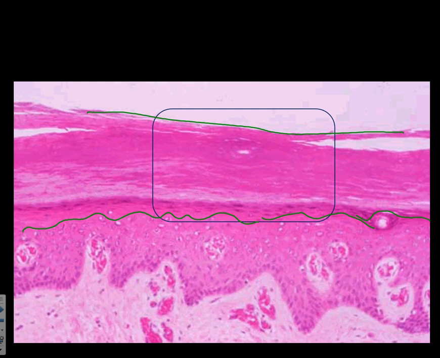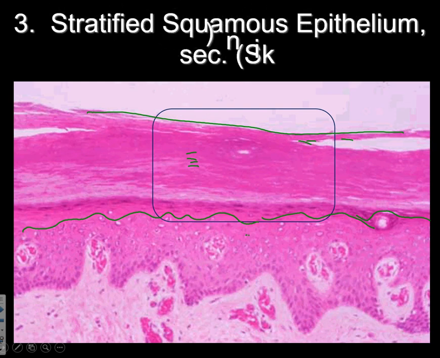And we see up on top, I hardly can even see cells. It looks like flakes at this magnification. And so it's a lot of layers of things that look like flakes. This, folks, is stratified squamous. Many layers of flat cells.